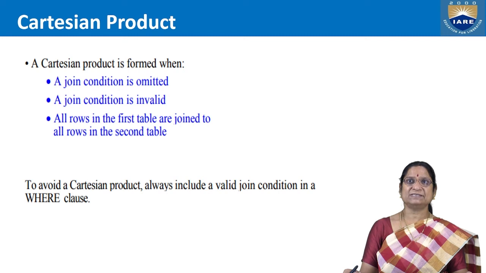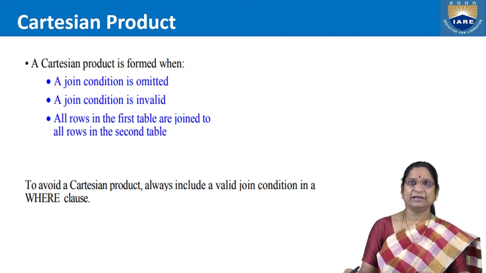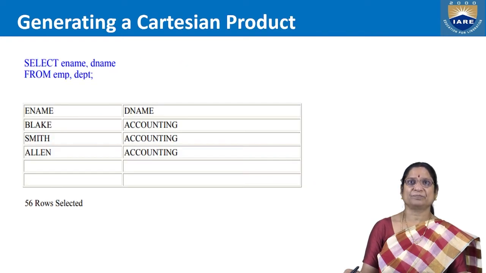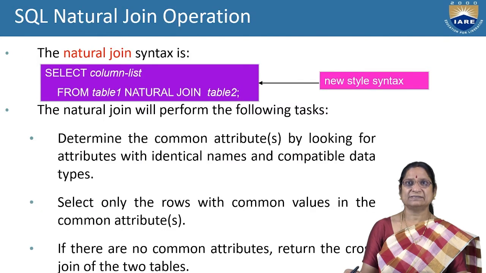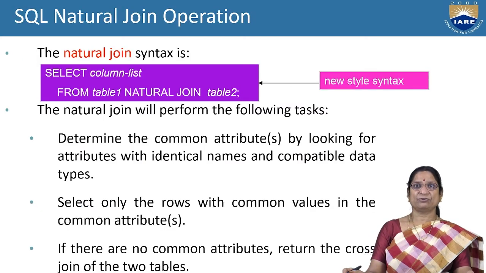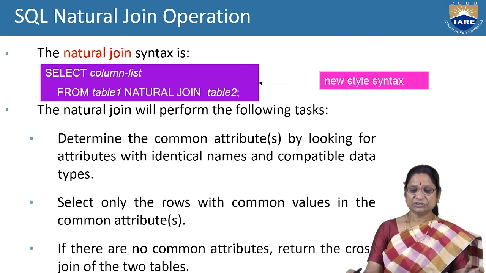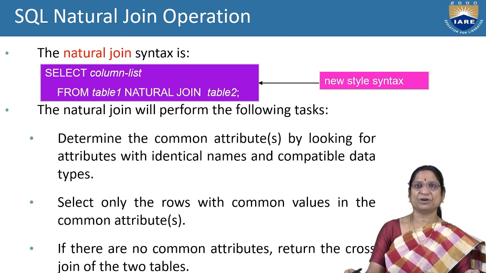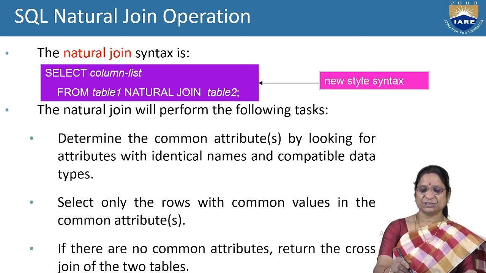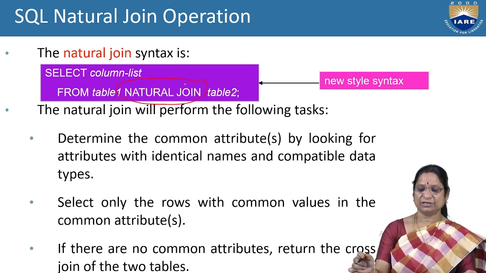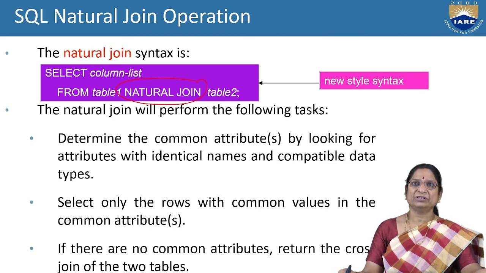So the Cartesian product is formed when a join condition is omitted, or a join condition is invalid. All rows in the first table are joined with all rows of the second table actually. Right? As I discussed already, m times n rows are going to be displayed. So natural join also, the old one we discussed already. Select column list from table list where condition. Instead of using where condition, I'll write here natural join.